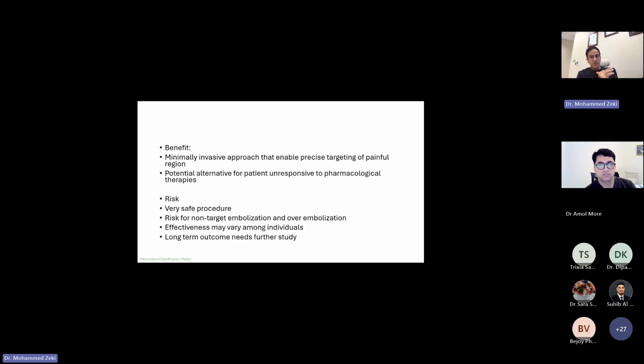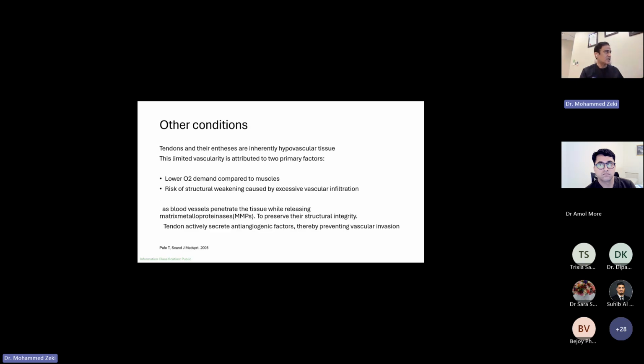Is there a risk? Generally, it's a very safe procedure. There is still a small risk of non-target embolization or over-embolization. With the temporary material, this is not an issue because it will only last for a little while. The effectiveness may vary among individuals. It depends on the patient's condition and how far along they are in the inflammatory process. We'd like to pick these patients as early as possible before it becomes more chronic, and I will talk about that later. Long-term outcome needs further study.